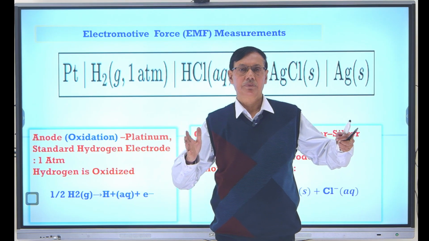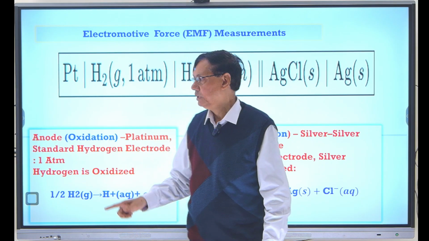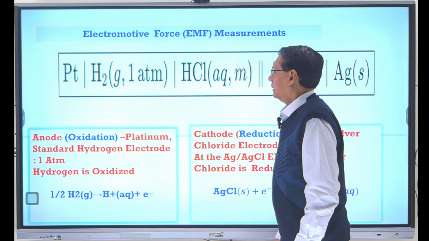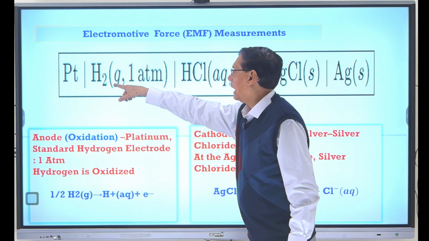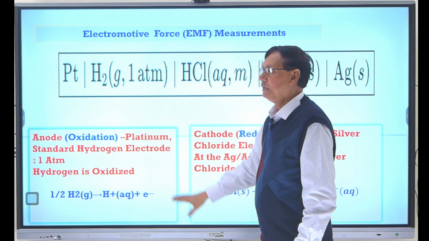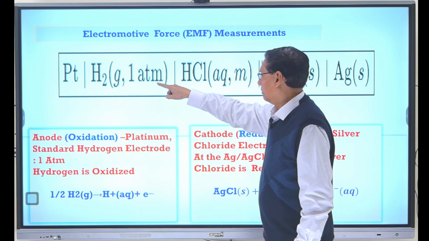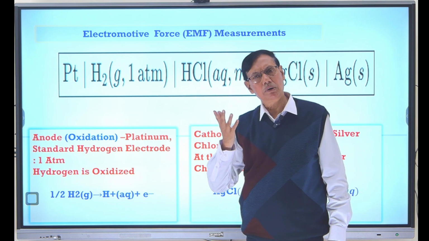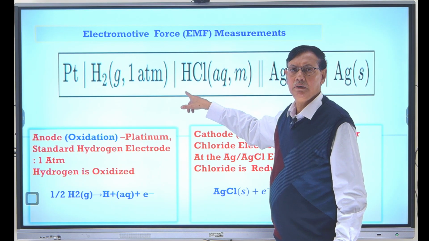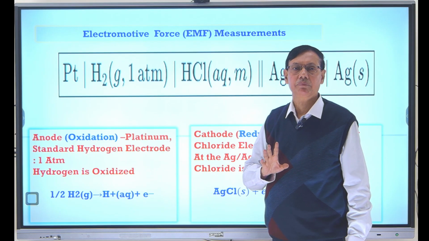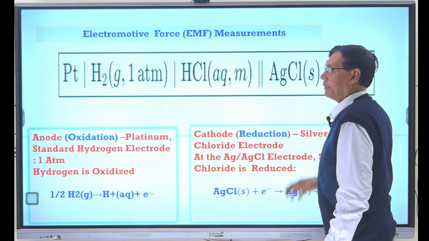So first, I have to construct an electrochemical cell. You can see here, the conductor I am taking is platinum, and I am taking a standard hydrogen electrode at a pressure of 1 atmosphere or 1 bar, dipped in hydrochloric acid whose molality is m. And the other electrode is silver chloride and silver.